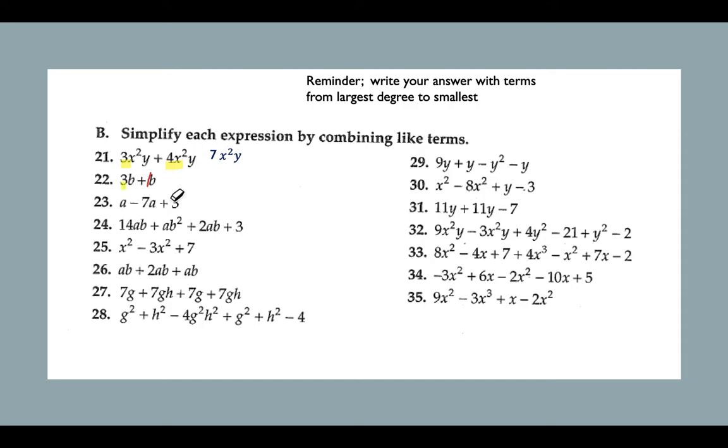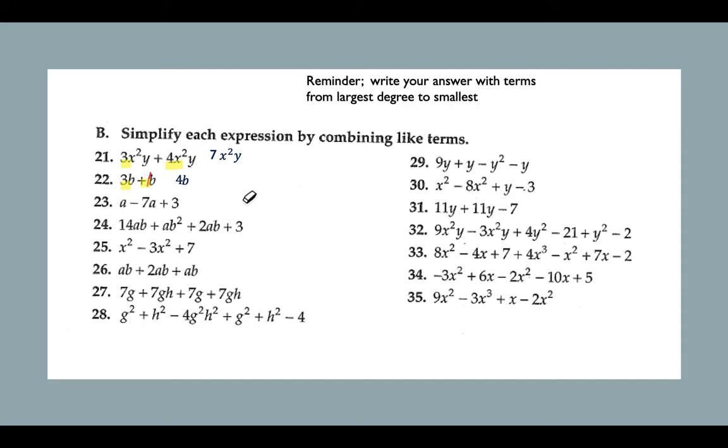So all you have to do is, again, focus on your coefficients, which means 3 plus 1 is 4, and then just include your like term, which is the variable in this case, and your final answer is just going to be 4b. Okay, next, 23.